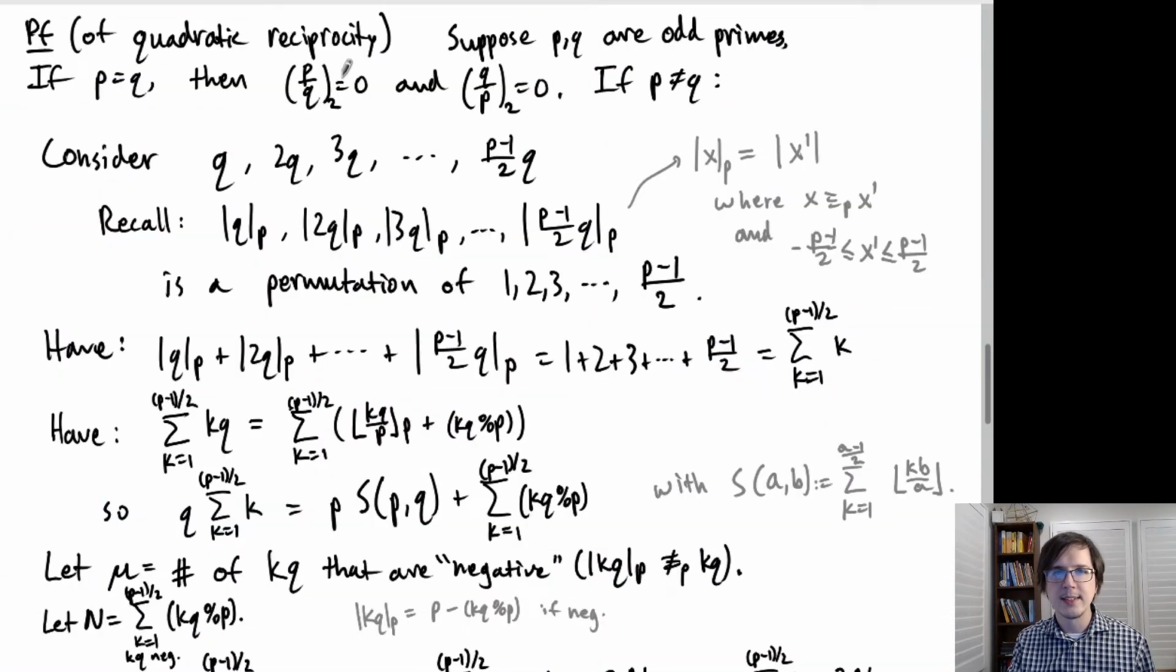And now it's time for quadratic reciprocity, the proof. So let's suppose p and q are odd primes, and just the trivial case p equals q, then it happens to be satisfied because both of the Legendre symbols are 0 in that case. So let's assume p is not q.